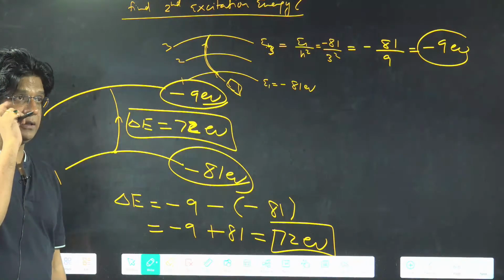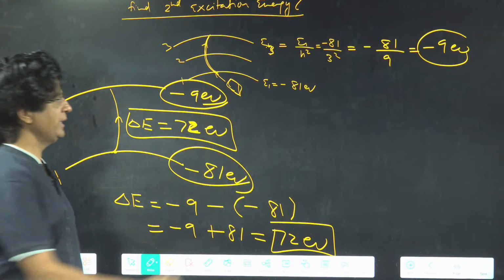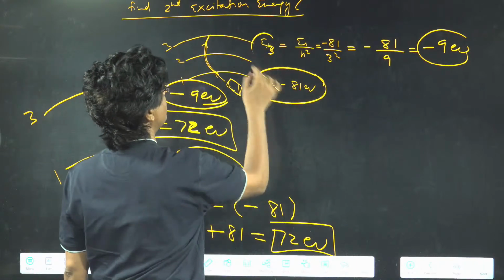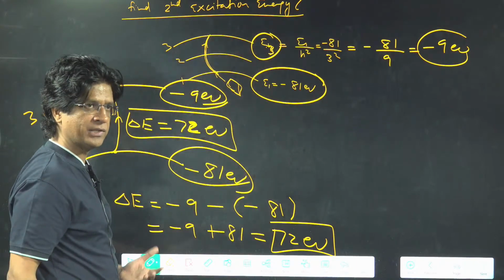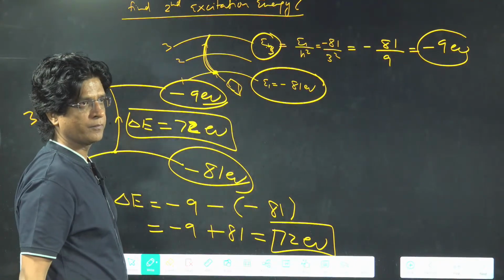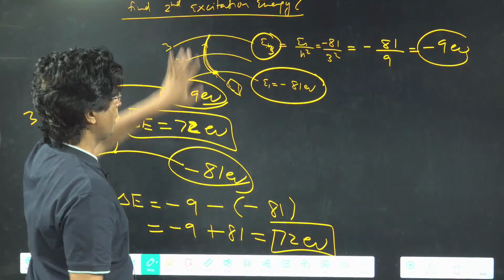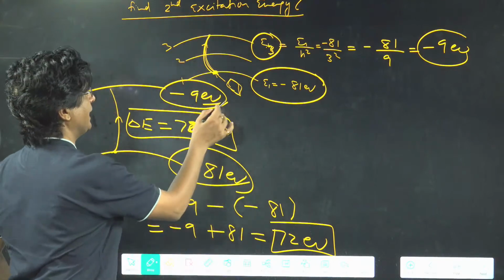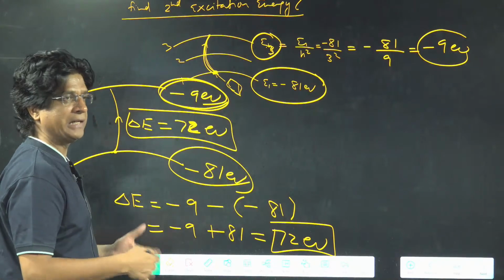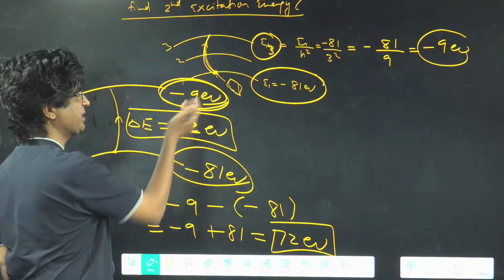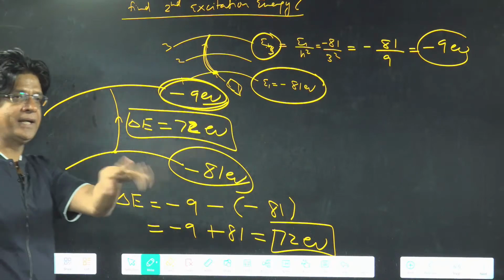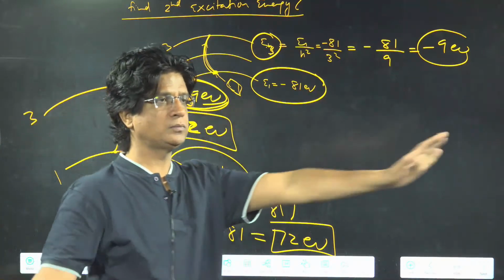First calculate E1. E1 will be minus of 81 electron volt. Then find out E3, because second excitation energy is the energy required to move electron from orbit number 1 to orbit number 3. How much energy is required? I'm not asking the energy of orbit number 3 or second excited state. That will be minus 9. I'm asking the amount of energy required. That will be the gap, delta E. Is that clear to all of you?